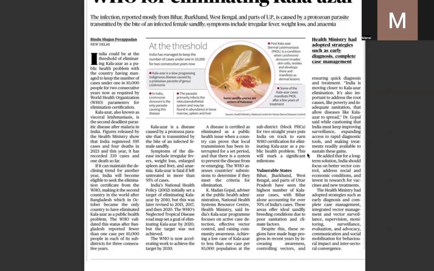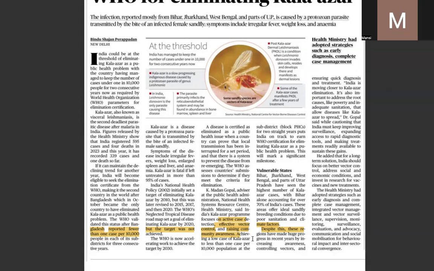So the National Health Systems Resource Center, Health Ministry, said India's Kala Azar program focuses on active case detection, effective vector control, which is the sandfly, raising community awareness on how to prevent such cases, and then, if symptoms are detected, how to quickly go ahead with the treatment.